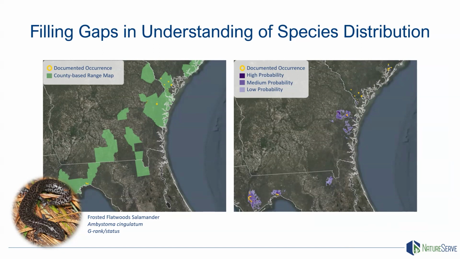Areas without predicted habitat represent a significant portion of the map species range shown in green. Range maps alone can really overestimate habitat. Documented occurrences, as we've said, can underestimate habitat. While there's uncertainty associated with these models, they provide that great complement to these other sources of distribution information.